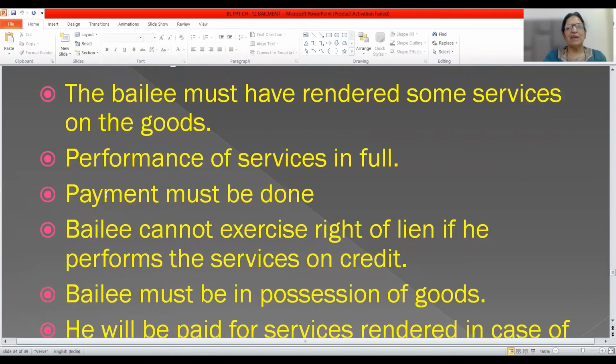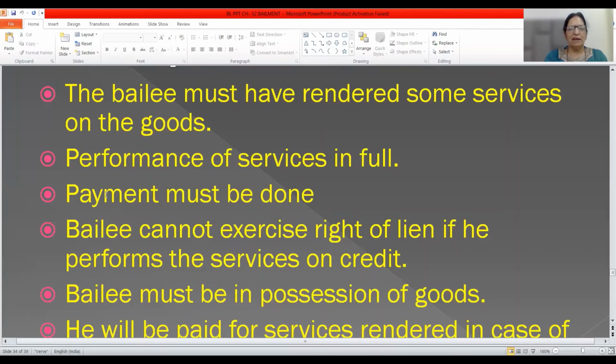The bailee must have rendered some services on the goods. So friends, bailee is entitled to the right of lien provided some conditions are satisfied. The bailee must have rendered some service on the goods. Performance of the service in full: services must have been performed in full. If it is not there, the cloth has not been fully stitched.